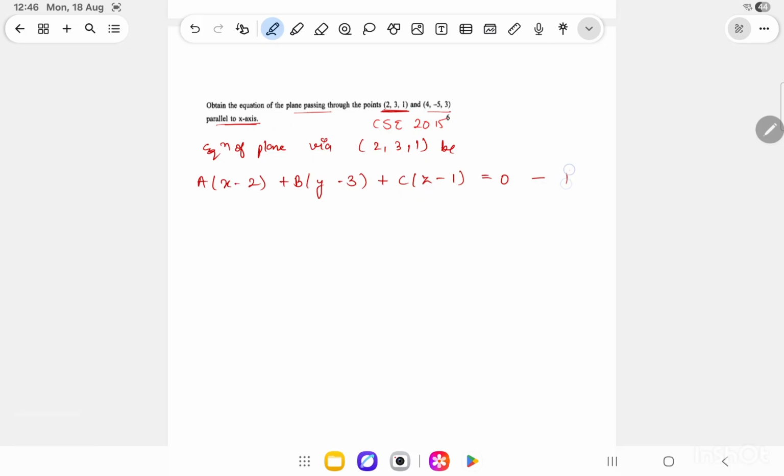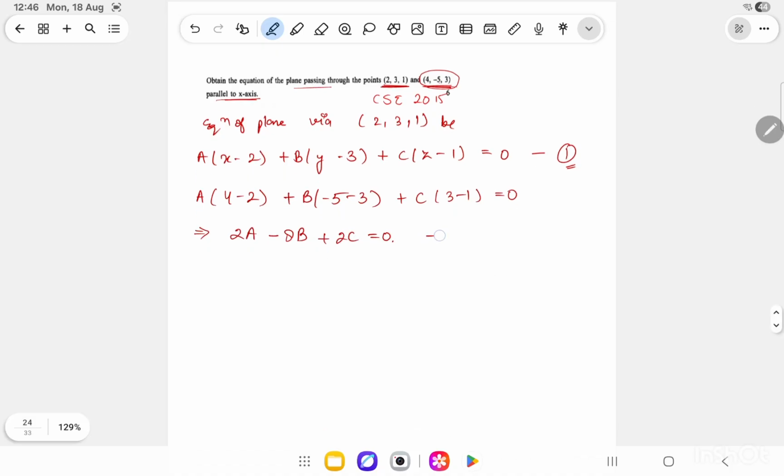Let us name it equation number 1. Equation 1 is also passing through this point 4, minus 5, 3. So this point must satisfy the equation of the plane. Using that we'll get a into 4 minus 2 plus b into minus 5 minus 3 plus c into 3 minus 1 equals 0. If I simplify it, I'll get 2a minus 8b plus 2c equals 0. Let us name it equation number 2.